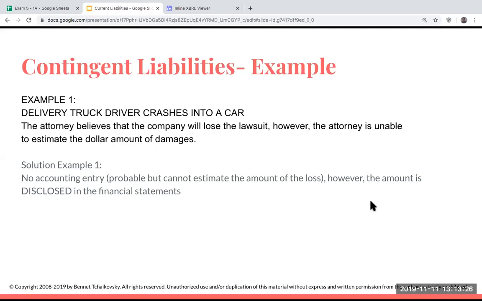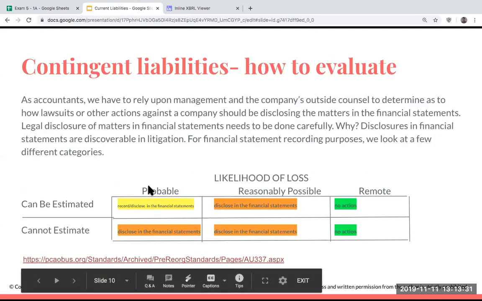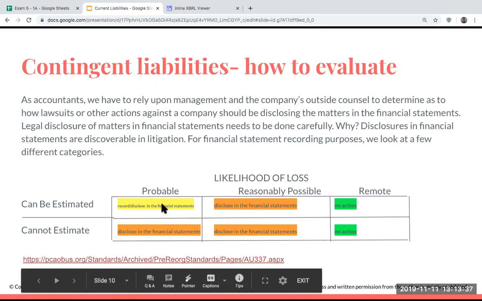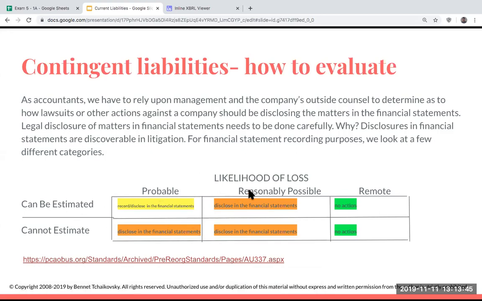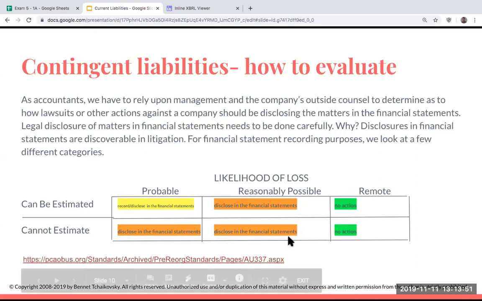So that's really what you need to remember, if you can remember this chart right here: we only book a journal entry if it's probable and we can estimate it. This is when I record it on the financial statements. If it's remote, I don't do anything. But if it's probable but I can't estimate, or reasonably possible, and I can estimate or cannot estimate, then I just disclose it.